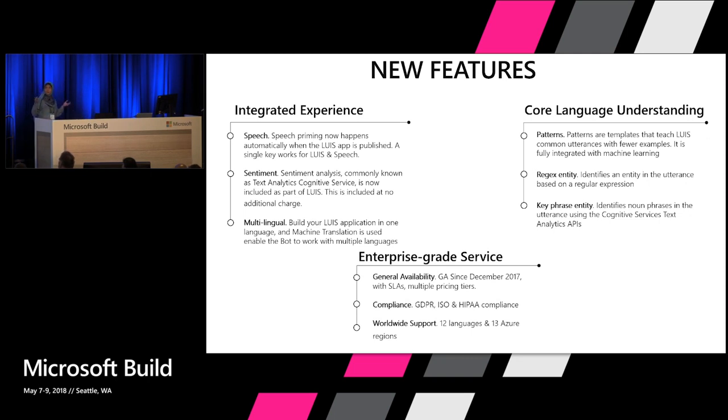We announced our GA back in December 2017, both the language understanding service and the Bot Framework. And today, actually, QnA Maker, which is very close to the bot building tools, has announced its GA at Build. As well as our availability worldwide. So we're available in 12 languages and 13 Azure regions. So we're almost all over the globe. You can use us from anywhere, right? Literally, we're all over the globe.